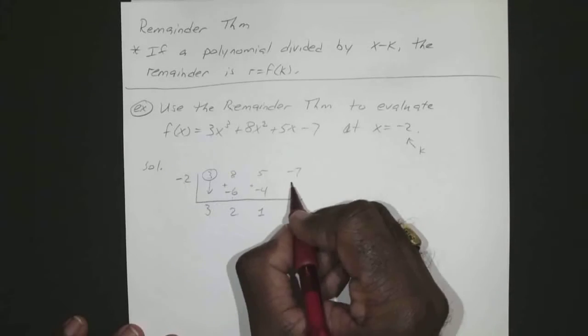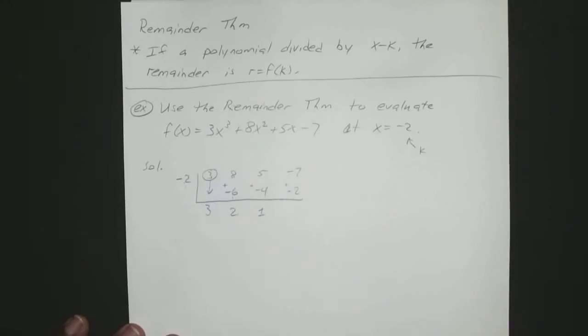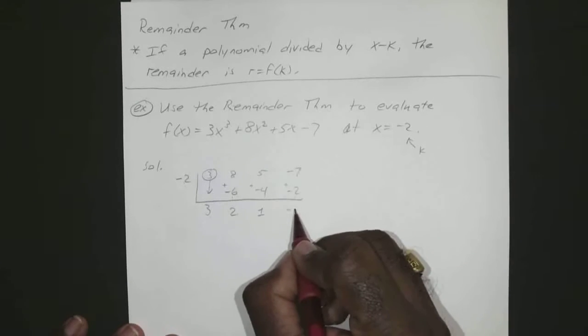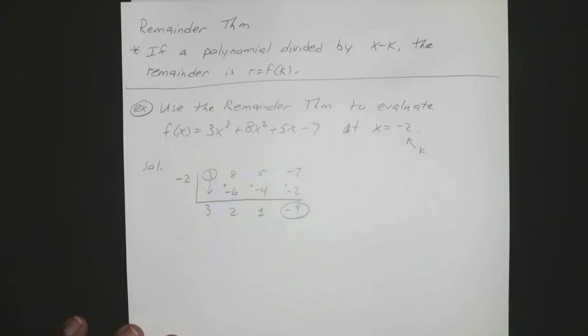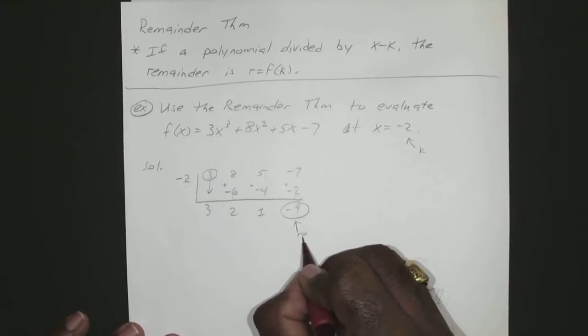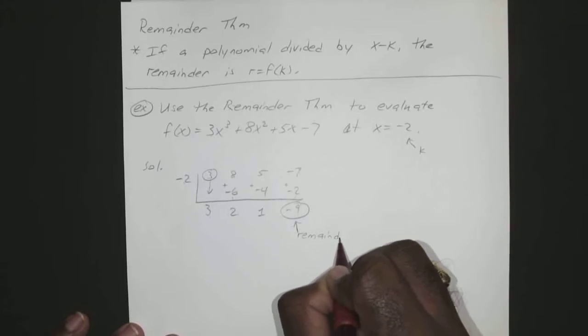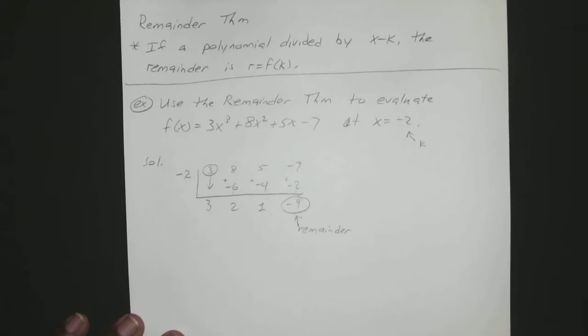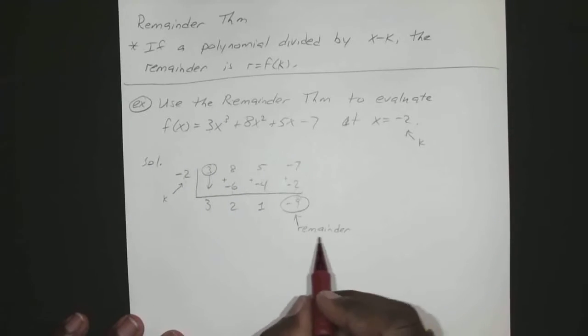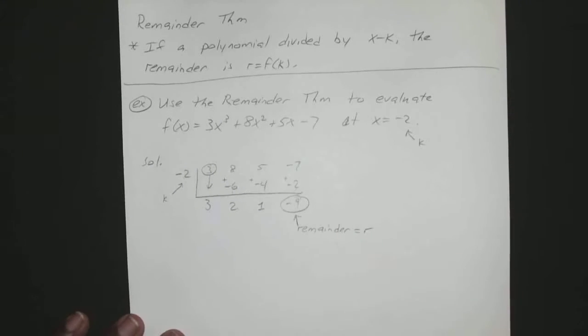-2 times 1 is -2. And we add those together. -7 plus -2 is -9. Okay. So this is your remainder. Okay. So remember, this is your k, and this is your remainder, which we'll call r.